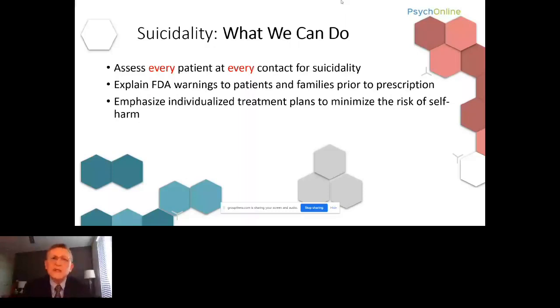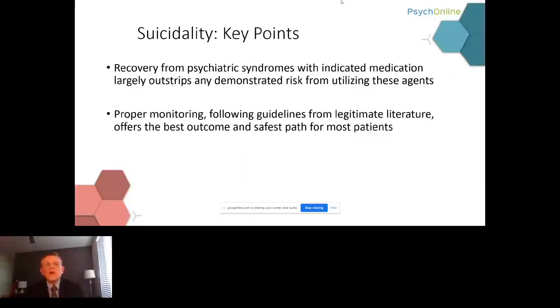So what can we do? We can assess every patient at every contact for suicidality. We can explain FDA warnings to our patients and family prior to prescription, but we can also emphasize individual treatment plans to minimize the risk of self-harm. So our key points about suicidality: recovery from psychiatric syndromes with indicated medication will largely outstrip any demonstrated risk from utilizing those agents.